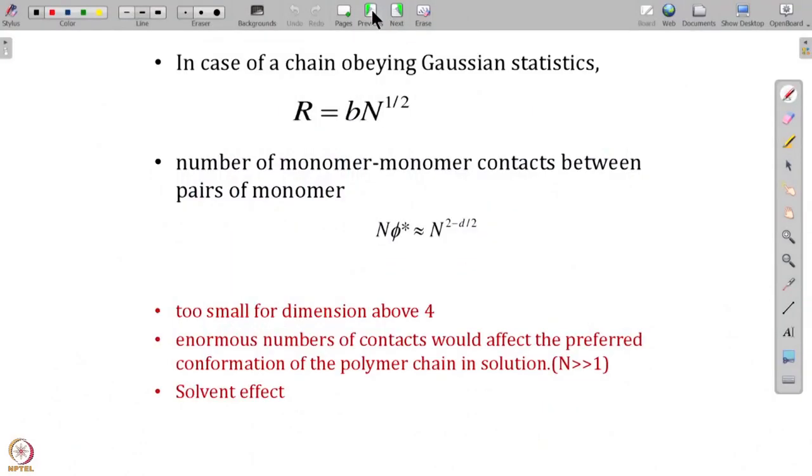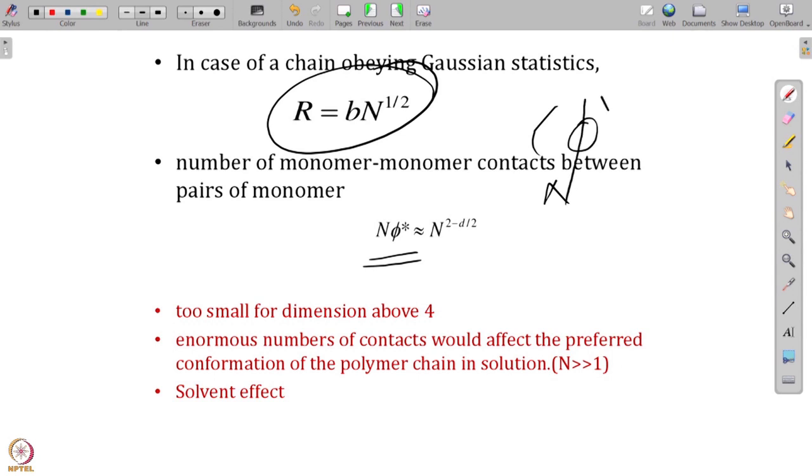And that is done by saying, okay, we know this, let us see the Gaussian chain, but the number of monomer-monomer contacts, we are now going to talk of monomer-monomer interaction. The number of monomer-monomer contacts between two things can be shown. I had a proof of that. I do not know why that disappeared. Okay. So phi star is the number of contacts, and it can be shown that the number of contacts is phi star.